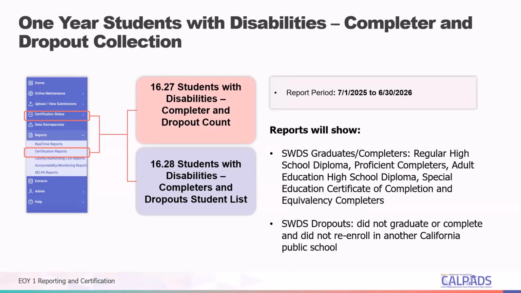It's just the academic year. Summer grads, that cycle is not part of this. You see the note for report period 7/1 to 6/30. So it's just those students who graduated or dropped out between 7/1 and 6/30.